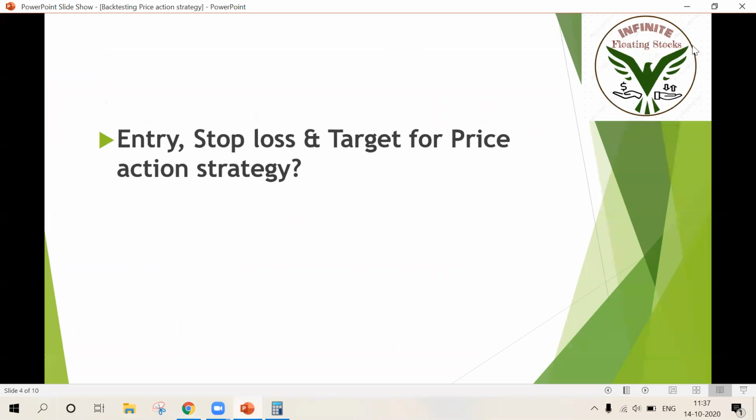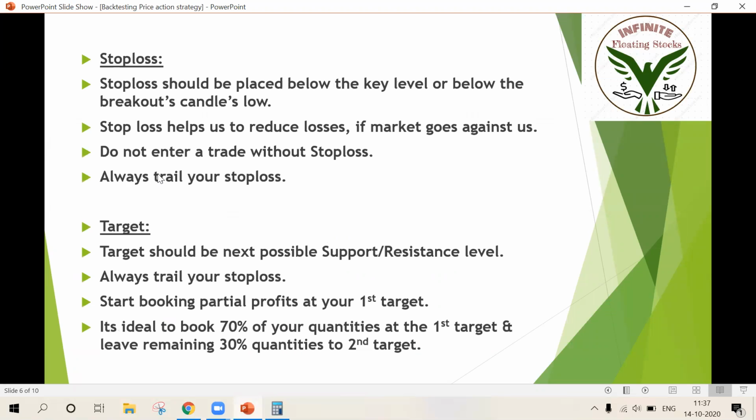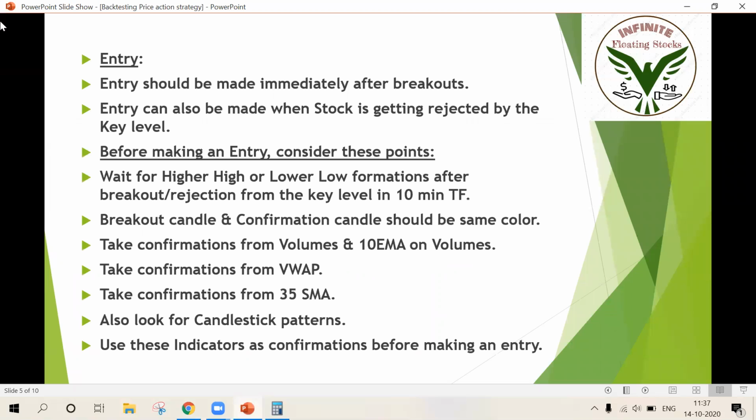Entry, exit, stop loss, target, you already know all these things. So I'm going to repeat. Entry should be made immediately after breakouts, and entry can also be made when the stock is getting rejected by the key level. I already spoke about it. Before making an entry, consider these points. One, wait for a higher high or lower low formation after the breakout or rejection from the key level in the 10-minute time frame. The breakout candle and confirmation candle should be of the same color. That is our second confirmation. You know that. And take confirmation from volumes. Don't forget. Also take confirmation from VWAP. Very important.